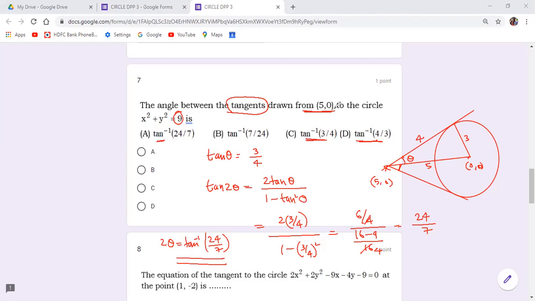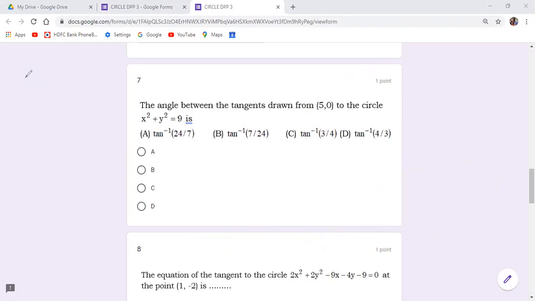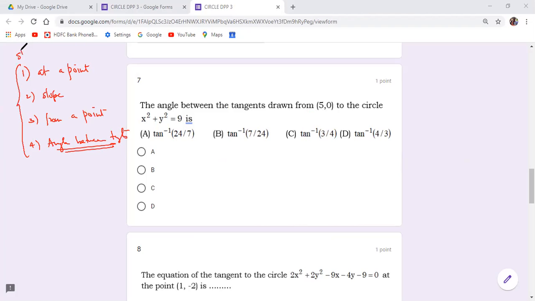Fine, everybody is fine with this question. So we learned a total of 4 types of questions. First one, at a point. Second one, slope is given. Third one, from a point. And fourth one, angle between the tangents. Okay, these are the 4 questions we have learned. And all of them we did in the standard circle.